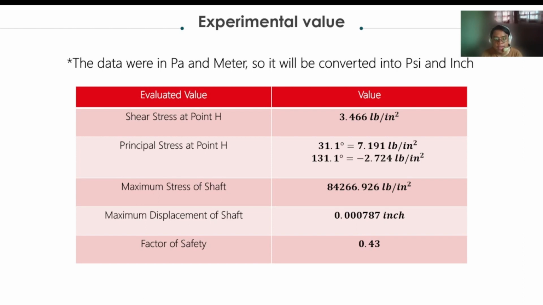For the shear stress at point H is 3.466 pound per inch squared. The principal stress at point H is for angle 31.1 degree is 7.191 pound per inch squared, and also at 131.1 degree is negative 2.724 pound per inch squared. For the maximum stress of shaft is 84266.926 pound per inch squared. For the maximum displacement of the shaft is 0.00078 inch. For the factor of safety is 0.43.